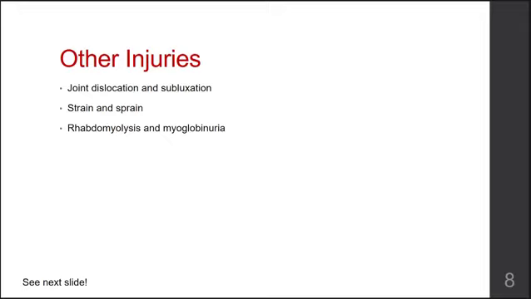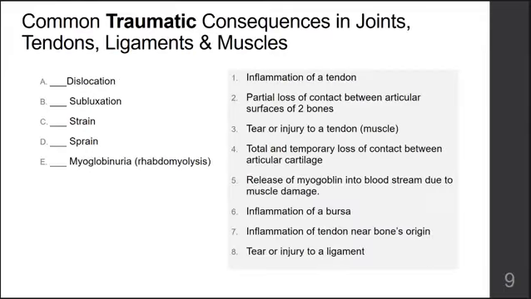Now we'll look at some other types of musculoskeletal injuries. We spent quite a bit of time talking about fractures, but others that exist include joint dislocations and joint subluxations. We'll look at the difference between a strain and a sprain, and we'll define what rhabdomyolysis and myoglobinuria are. We're going to look at this on this slide. So what we'll do here is match these conditions with their appropriate definition. And what's interesting to note is that these conditions can occur on their own, but sometimes they can also occur alongside a fracture, depending on the mechanism of injury.